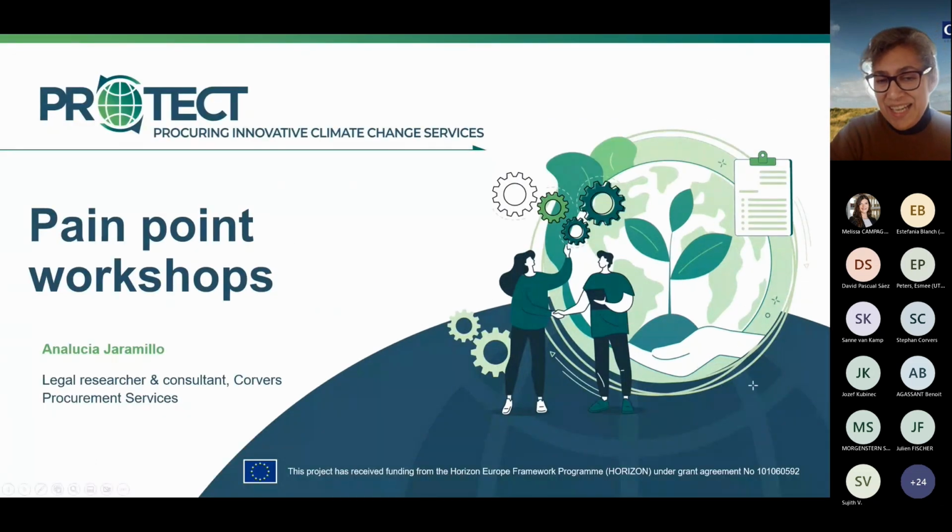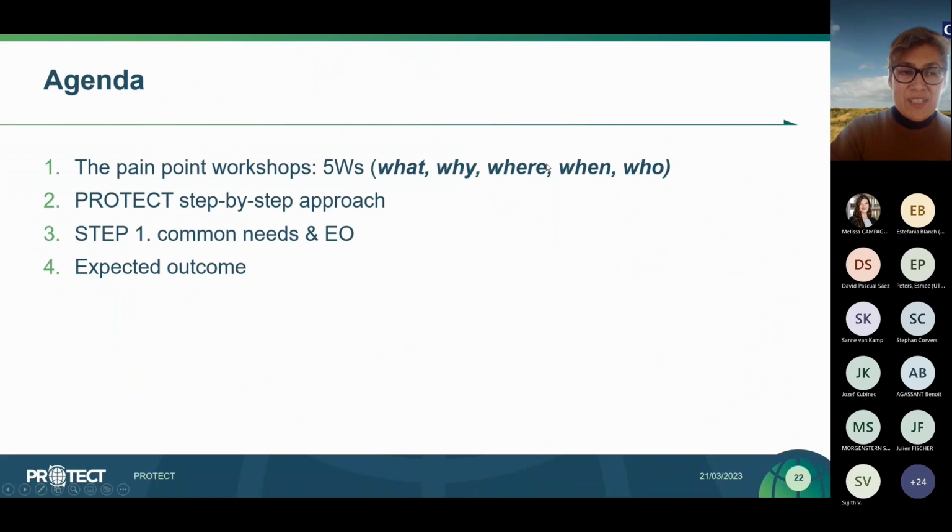You can be so kind as to help me with passing the slides. So let's talk about the pain point workshops. What is this? We're talking about the 5 W's: why, what, where, when, and who is going to join the pain point workshops. We will understand why these pain point workshops are important in the context of PROTECT, what is the aim and the outcome that we expect.